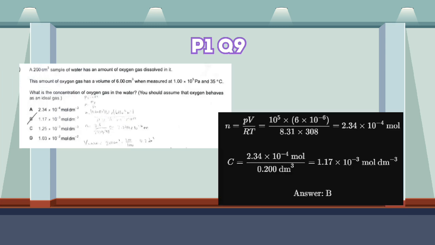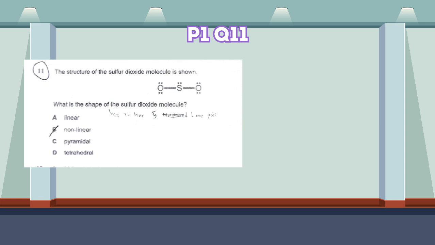The third question is from paper 1 question 9. We use the ideal gas equation again. n equals PV per RT and we insert the numbers and we get a value of 2.34 times 10 to the power of minus 4 mole. And for the concentration, we divide it by 0.2 decimeter cubed and we got the value 1.17 times 10 to the power of minus 3 mole per decimeter cubed.